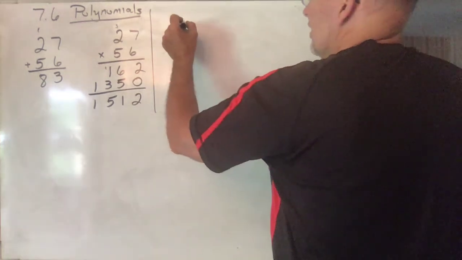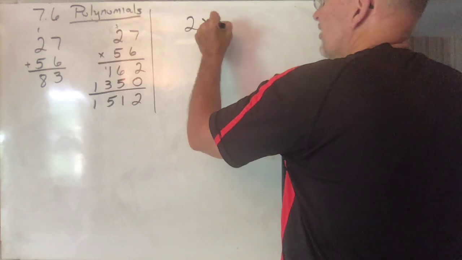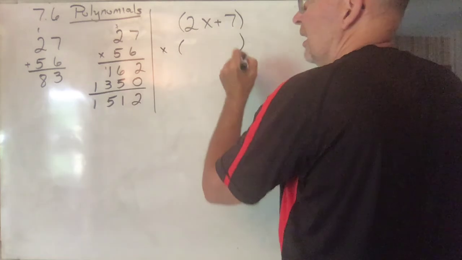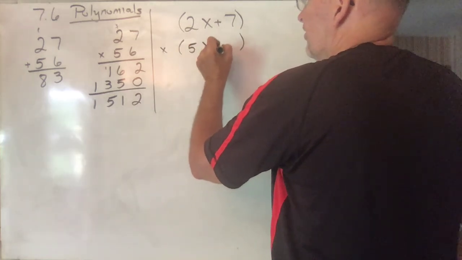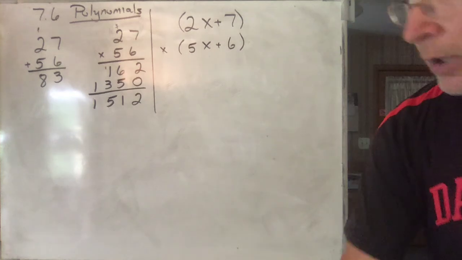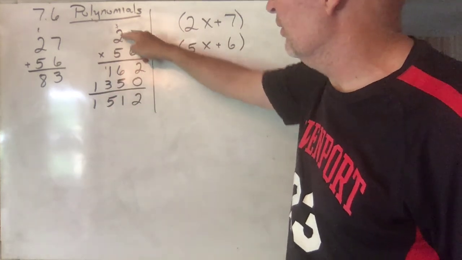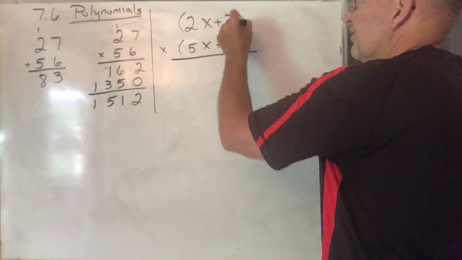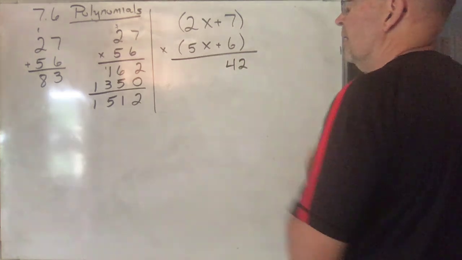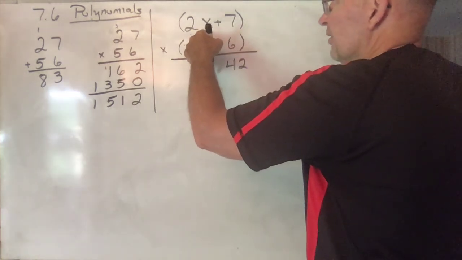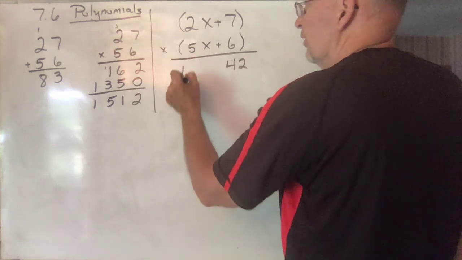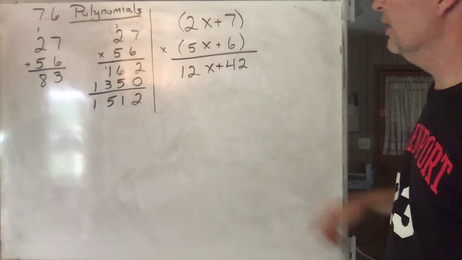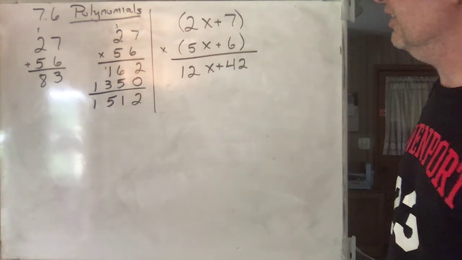What if we have 2x plus 7, and we want to multiply that by 5x plus 6? Well, we do it the same way we did here. What did we do here? We just multiplied this by each of these things and then this by each of these things. So what do we do? 6 times 7 is 42. Agreed? 6 times 2x is 12x. So you get 12x plus 42. That's what happens when I multiply these things by 6.